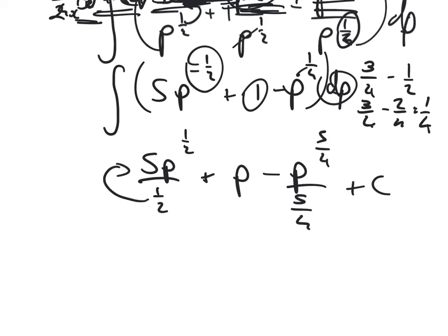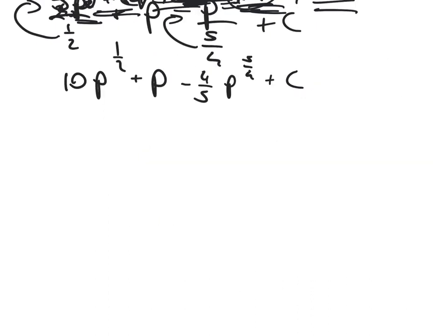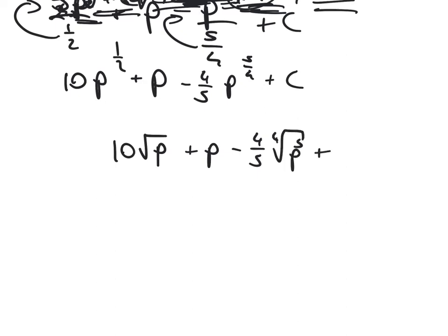Okay, bring that up and flip it over. 1/2 becomes 2 over 1. 2 over 1 times 5 is 10. That's 10p to the half plus p. Bring that up, flip it over. Minus 4/5 p to the 5/4 plus c. Okay, so that's 10 lots of the square root of p plus p minus 4/5 of the 4th root of p to the power 5 plus c.